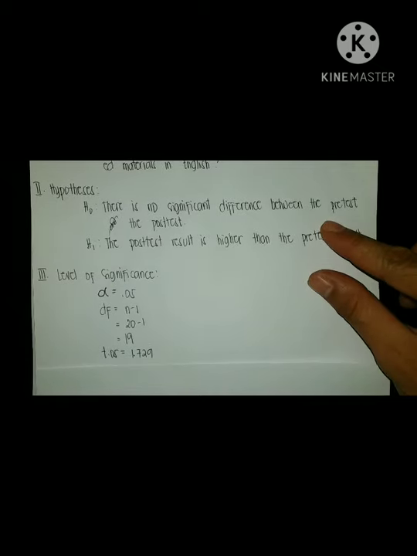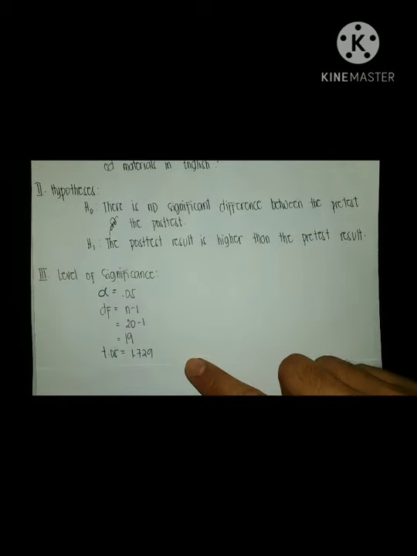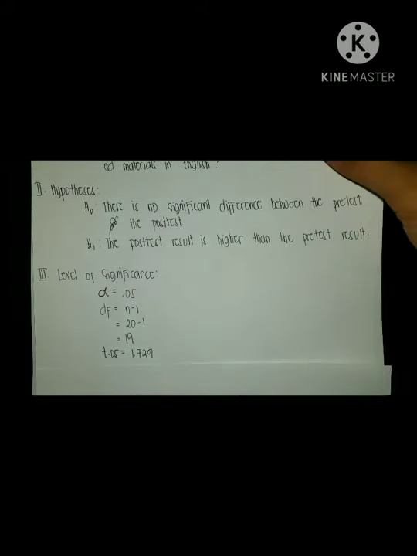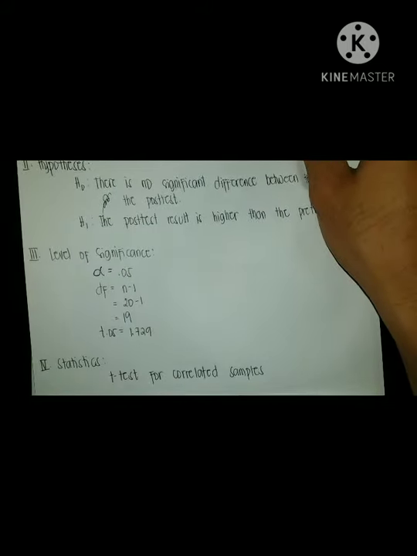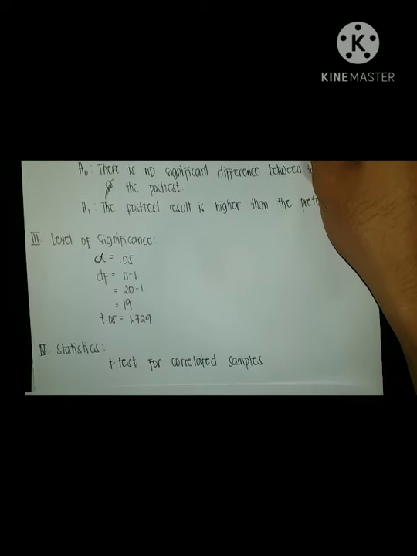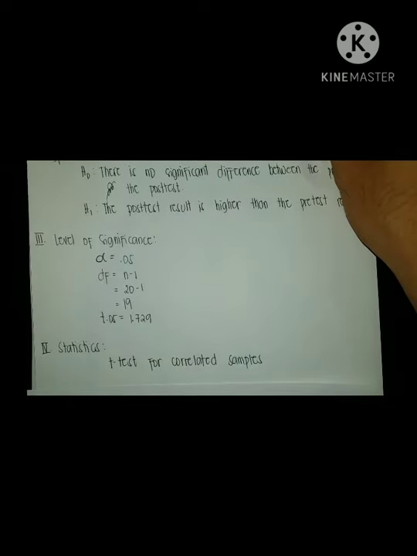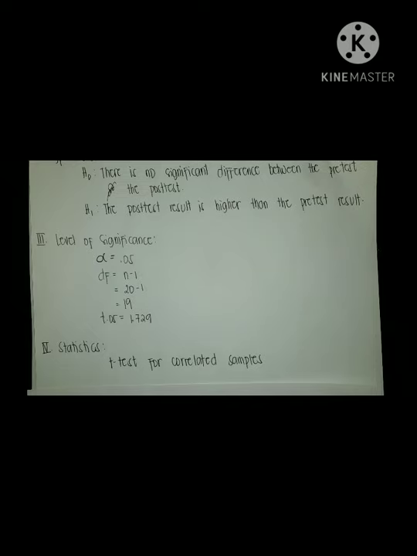So that is the t-tabular value, which is 1.729. Later on, the t-tabular value will have its sign. It will depend on the t-computed value, because this is a one-tailed test. Next will be the statistics. We'll be solving it using the t-test for correlated samples.